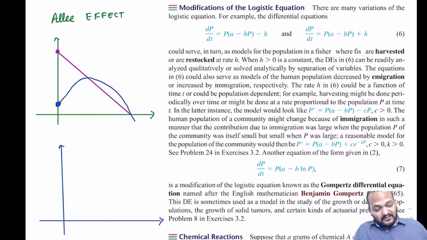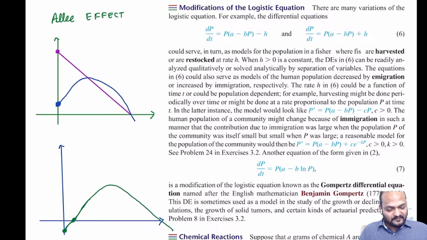He says sometimes it starts negative, which means if the population is really, really low, they may not have enough mass to populate more. So the growth rate is really, really bad. It has to have a critical mass for them to grow. Once it reaches the critical mass, the growth rate is going up, and then it reaches the maximum and comes down, right?